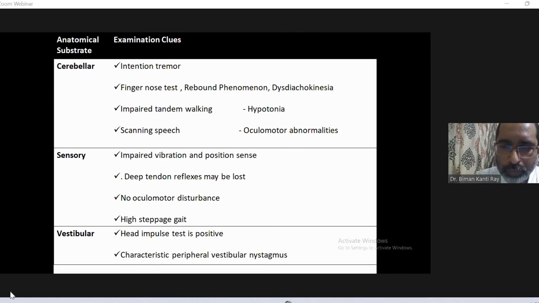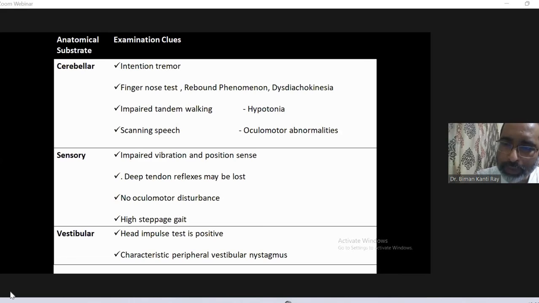This is for my postgraduate students. If you cannot always remember what should be the characteristics of peripheral vestibular nystagmus, you always remember the findings of the calorie test. In peripheral vestibulopathy, there is less vestibular tone on one side. Suppose a patient has right peripheral vestibulopathy. In that case, the right vestibular tone will be diminished.